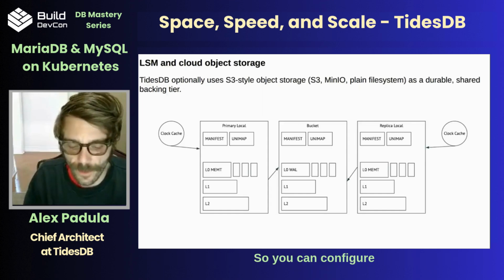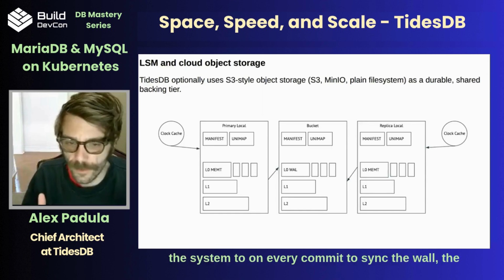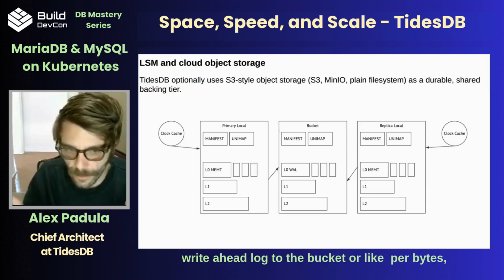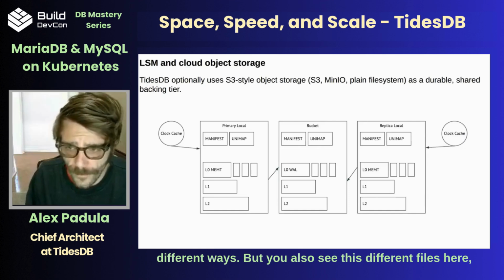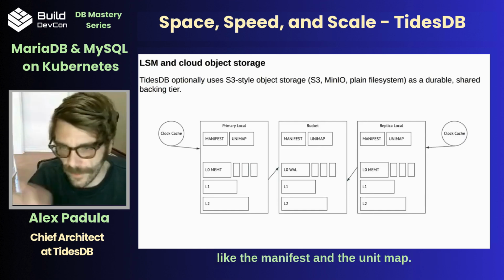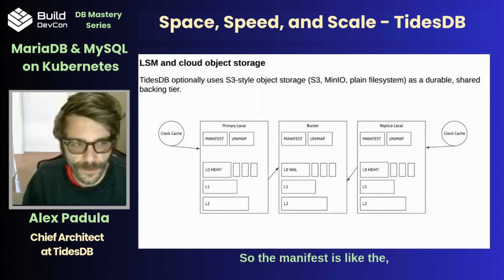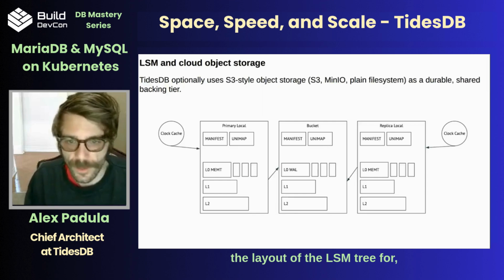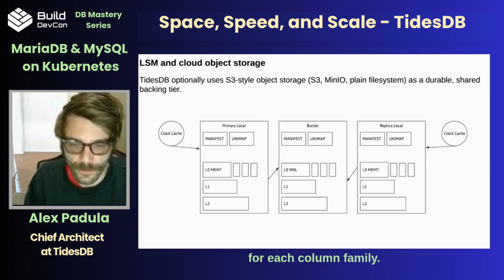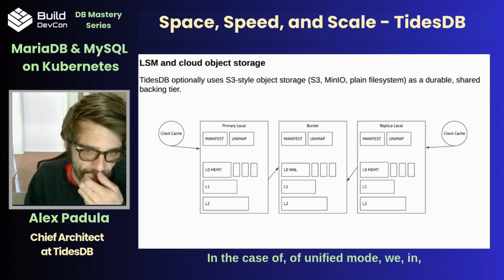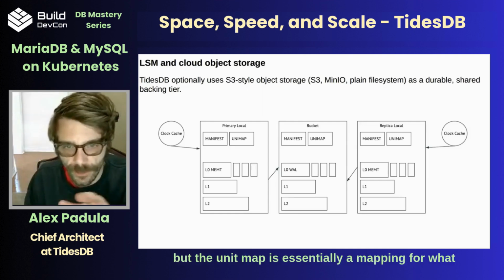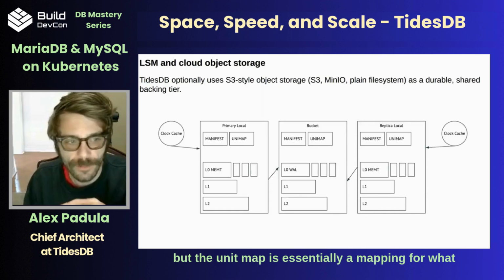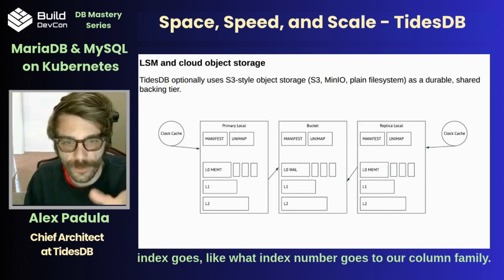So you can configure the system, on every commit, to sync the WAL, the write ahead log, to the bucket, or per bytes, or you can configure the sync in different ways. But you also see these different files here, like the manifest and the unimap. So the manifest is like the layout of the LSM tree for each column family. In the case of unified mode, in this diagram here, it's a little bit weird, but the unimap is essentially a mapping for what index number goes to what column family.